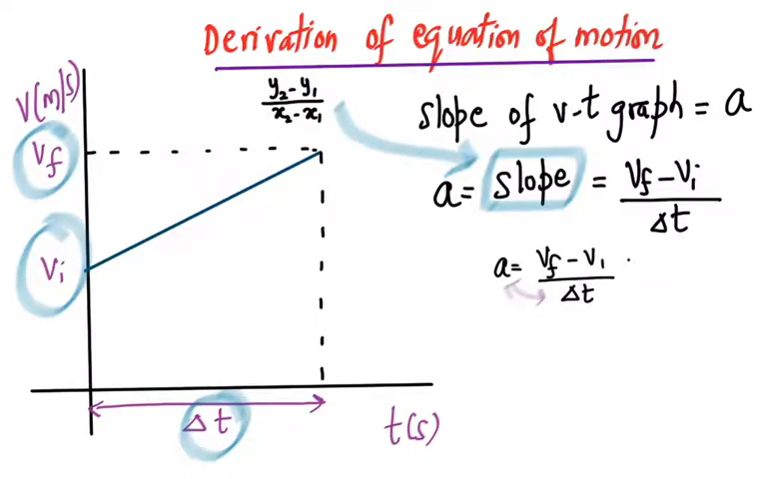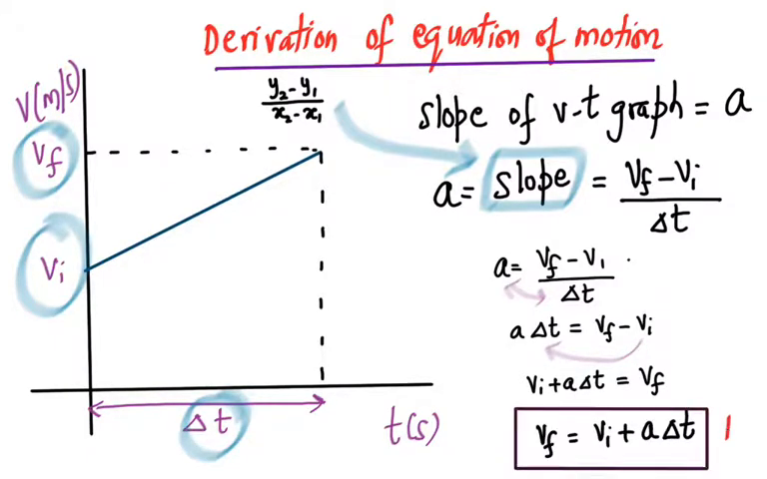Now this we can rearrange by taking delta t on the other side, and we get a delta t equal to vf minus vi, which we can further arrange to get vi plus a delta t equal to vf. And to make it in a proper form, we can write vf equal to vi plus a delta t. That's our first equation of motion.